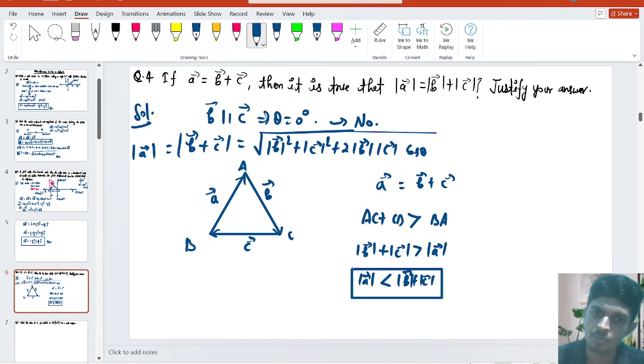We know that the sum of any two sides of a triangle is always greater than the third side, so we use that concept here and justify it that way. Equality is possible only if theta equals 0. I hope it is clear to you. Using this formula, you get the result.